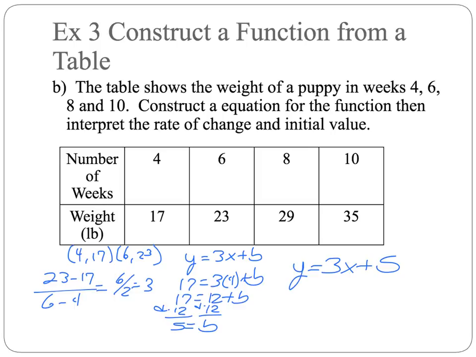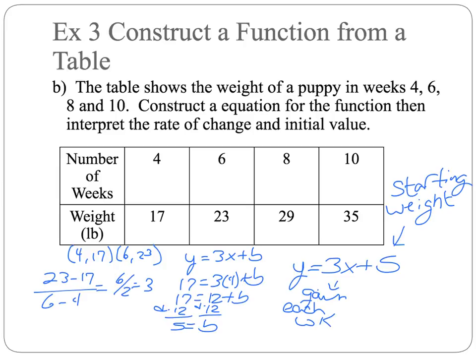Okay. 3 is the weight gain each week. 5, my y-intercept like normal. If you're not sure what else it is, it's probably your starting amount. Or in this case, your starting weight. So the first time the puppy went to the vet, he was probably 5 pounds. And every time he's gone after that, in 2-week increments, he seems to be gaining at a rate of 3 pounds.